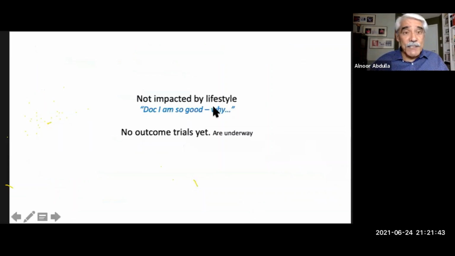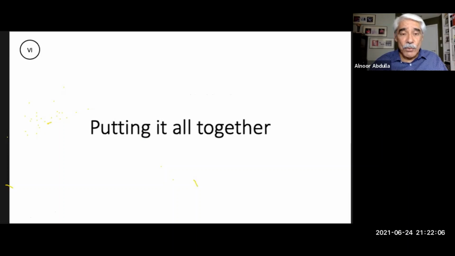And the patient says, "Doc, I'm very good. I have no risk factors. I do all the right things. Why am I getting this premature heart disease? My father had smoked, but I don't even smoke." Well, it is completely genetically determined. Lifestyle plays no impact on it. And the outcome trials are underway, and we do not know what the results will be.